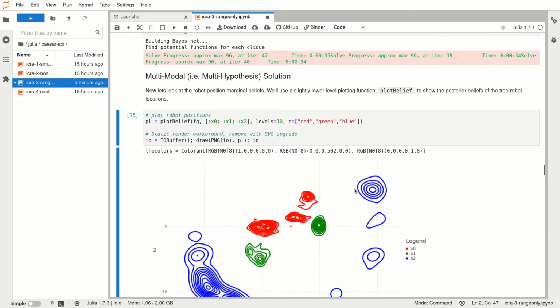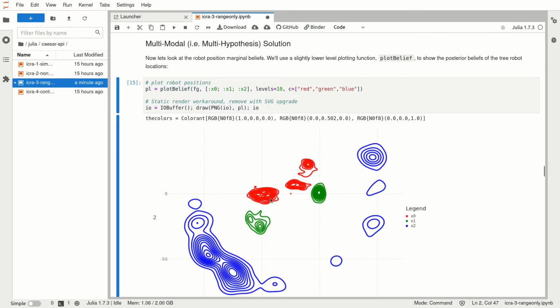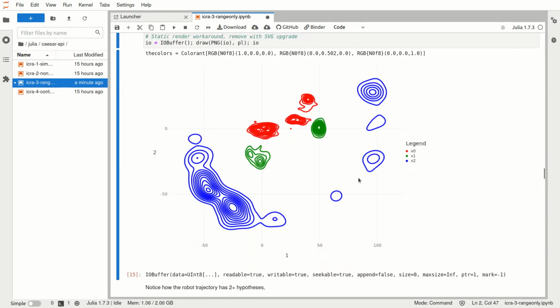So there's a mode. Maybe the robot drove along this line, and maybe from position x1 it would have gone up to there, or to there, or to there. These are all different modes, different hypotheses. It could have also gone all the way down there. In the same way, the robot could have started here somewhere, driven down from x0 over here, down to x1 in green, and then to any one of these locations for x2.